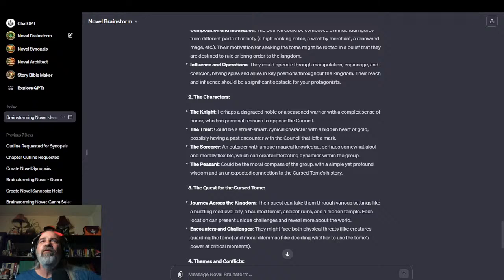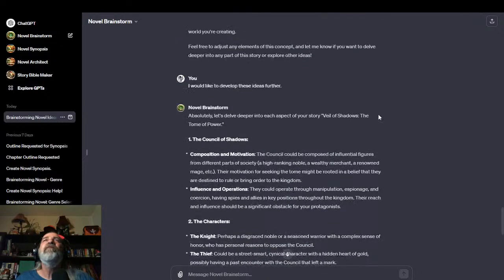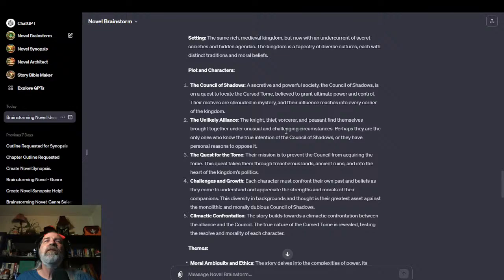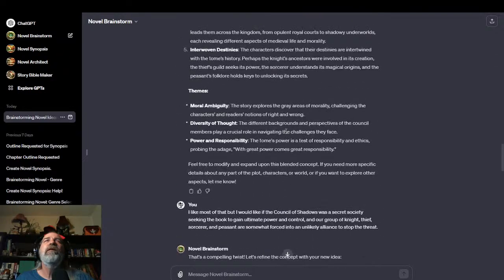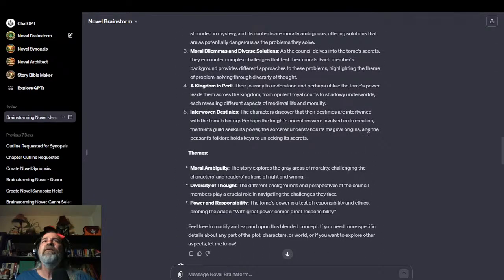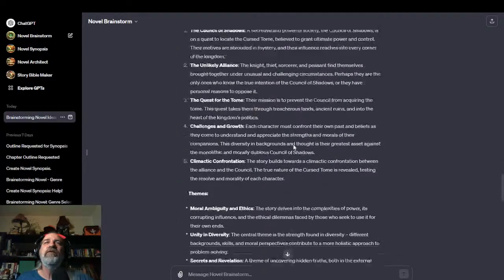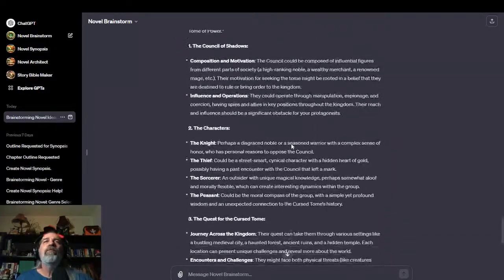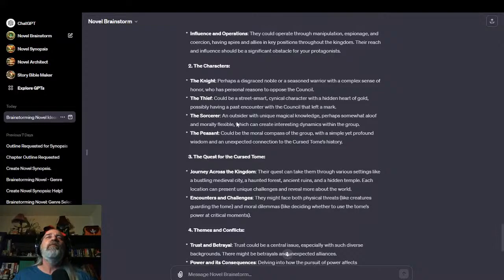The peasant could be the moral compass of the group. Too easy. It's with a simple yet profound wisdom and an unexpected connection to the Cursed Tome's history. See, I like the idea I gave before about the peasant folklore, like there's folklore tied into the keys to unlocking the secrets of the book. So when we're asking it to help develop the peasant, we'll put that in.